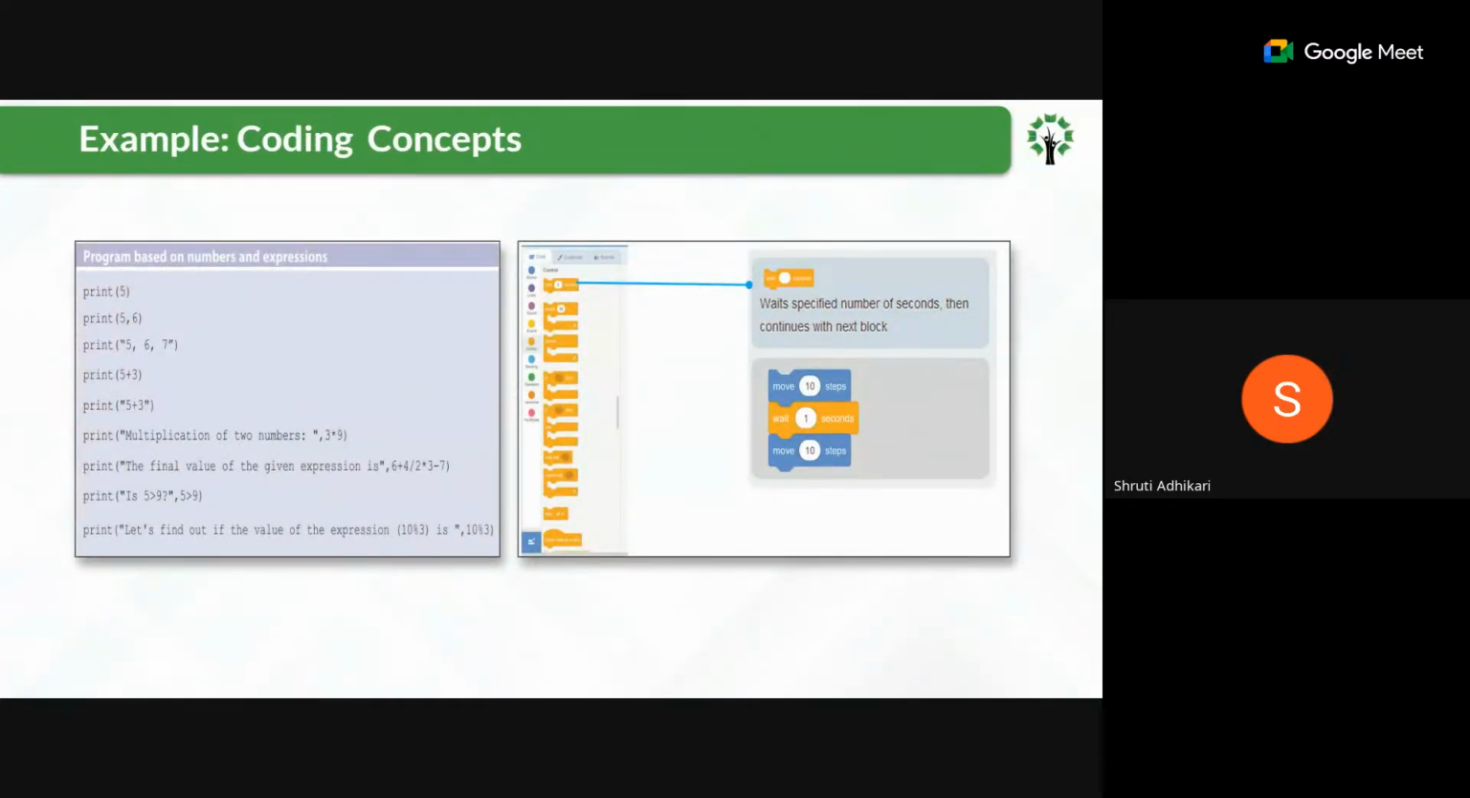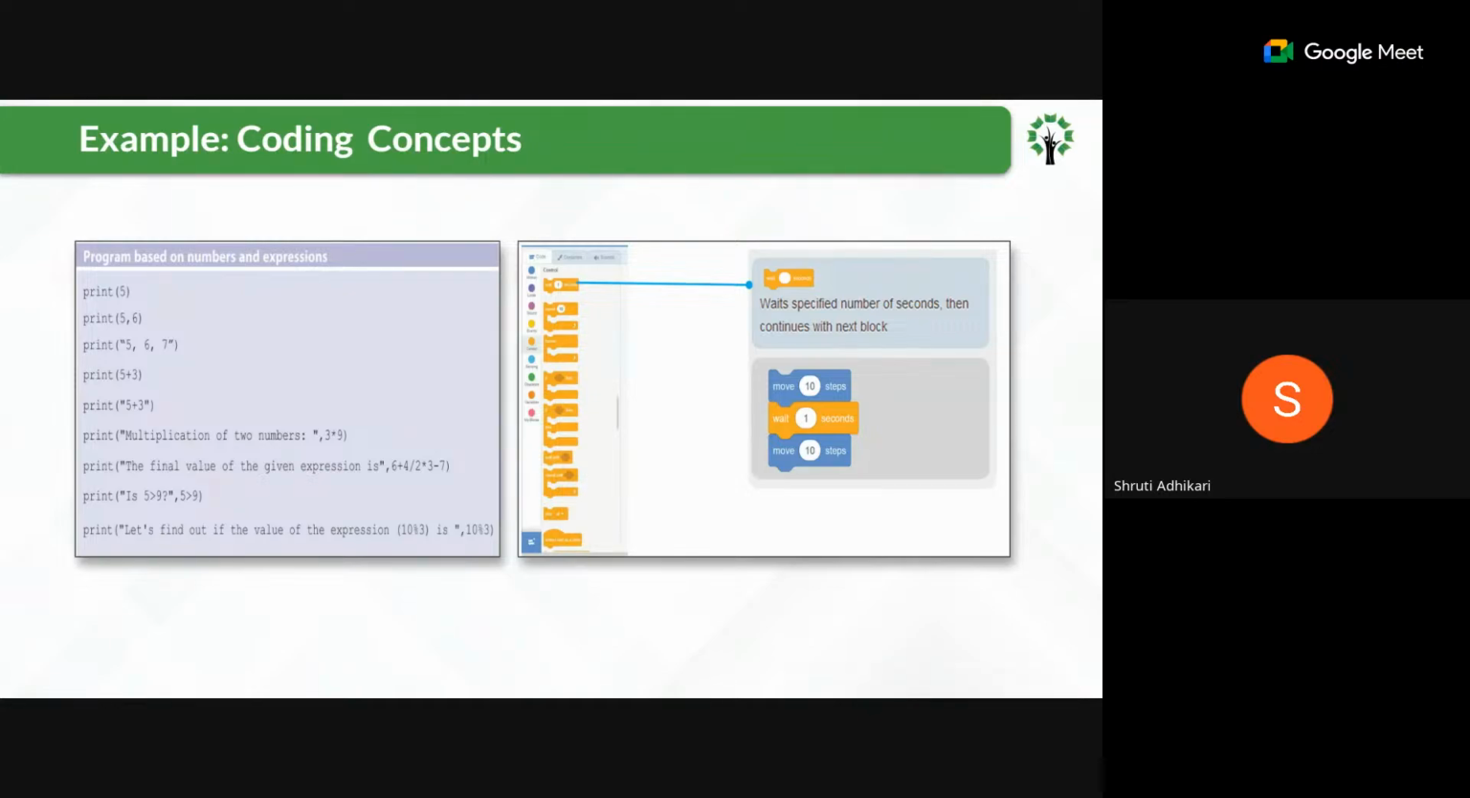Then the coding concepts. We all are teaching coding to the students, right? Block-based coding is the best way of introducing coding to the students, because this is how students will understand the logic. If we directly introduce text-based coding, it will be very difficult for junior kids to understand, right? So block-based coding is the best way for the students to understand coding and the logic behind coding.